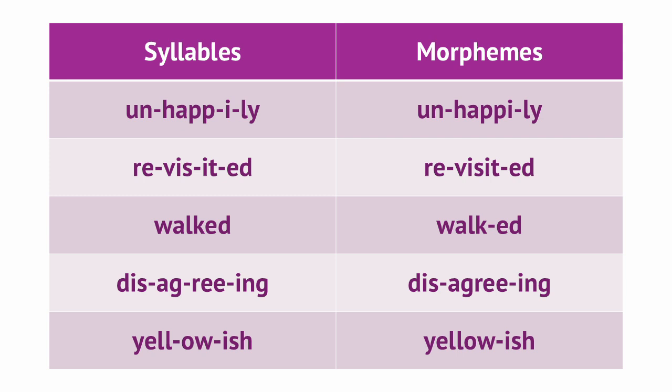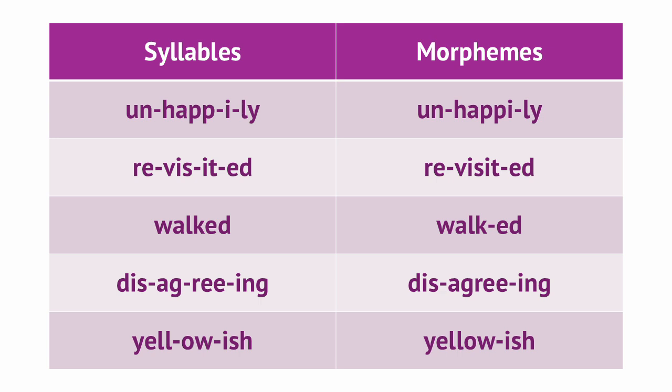Whoever is doing the visiting is doing it again. They've done it before. So the re gives us that extra information about this word. And the ed on the end tells us that this is the past tense. So revisited has four syllables, but three morphemes.